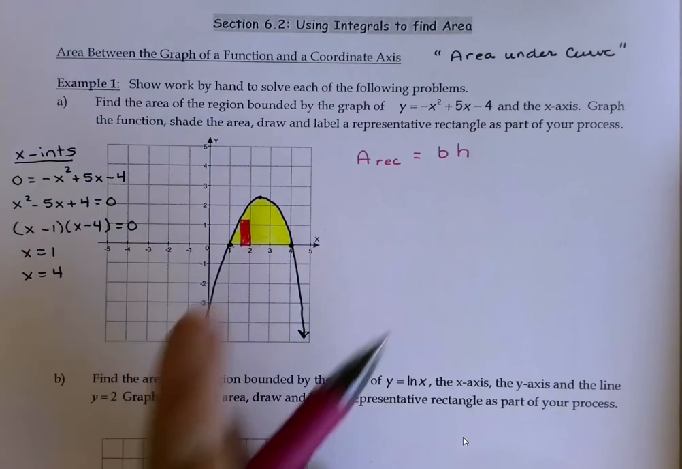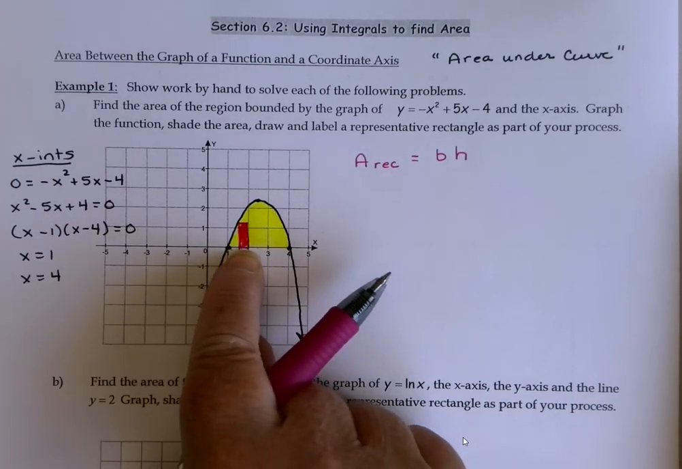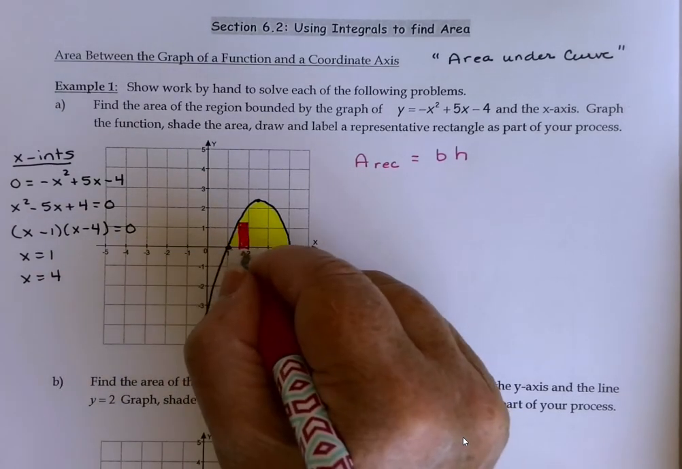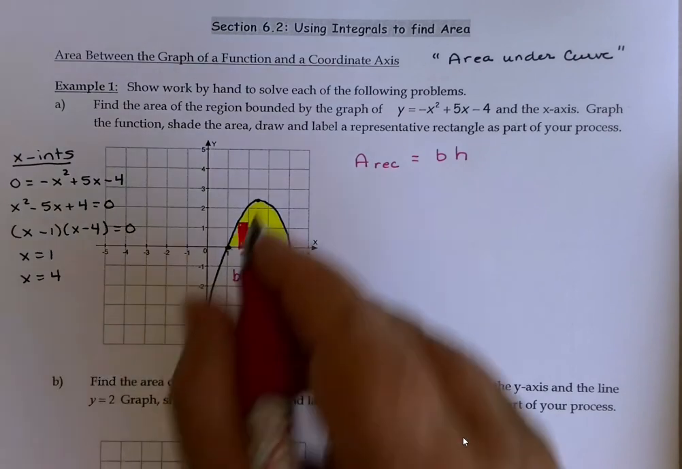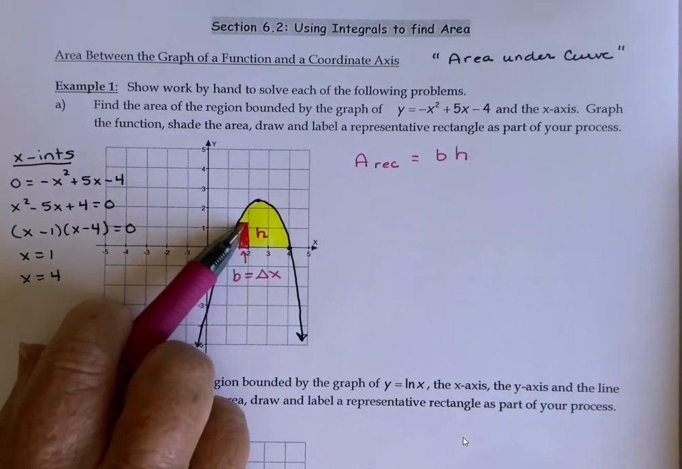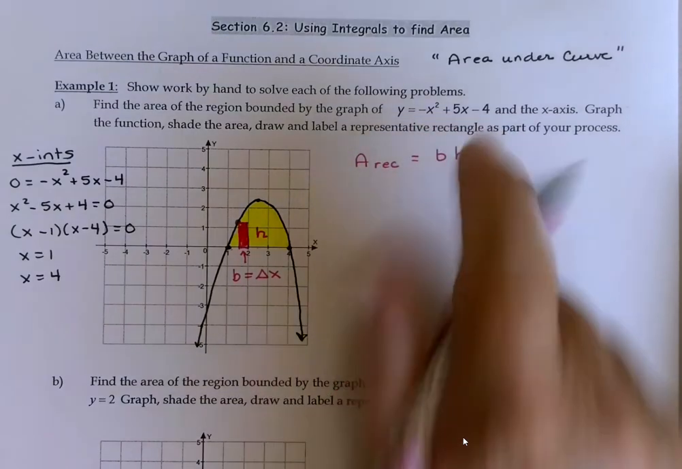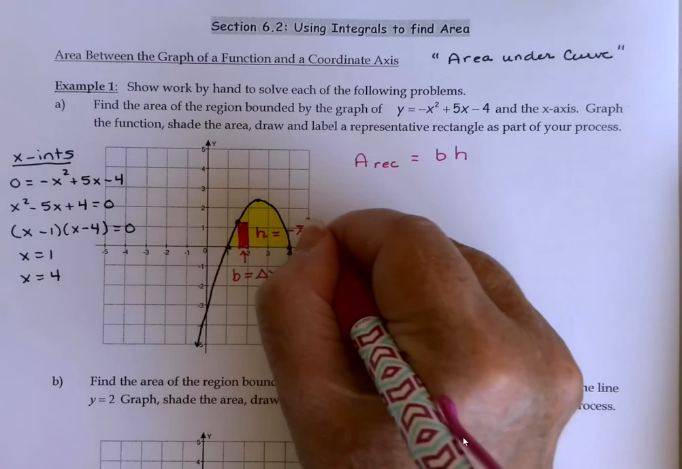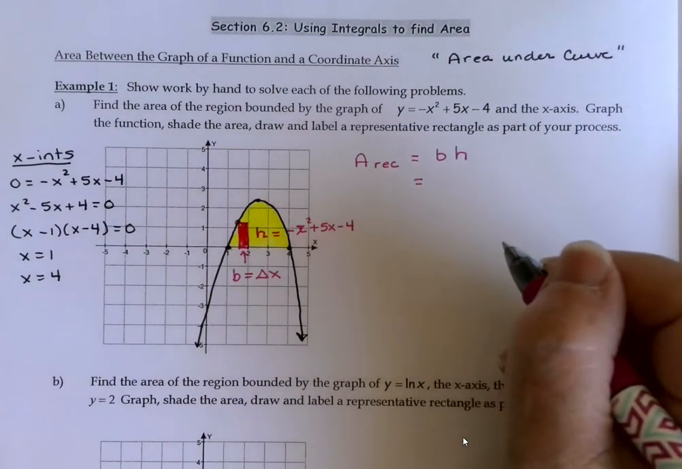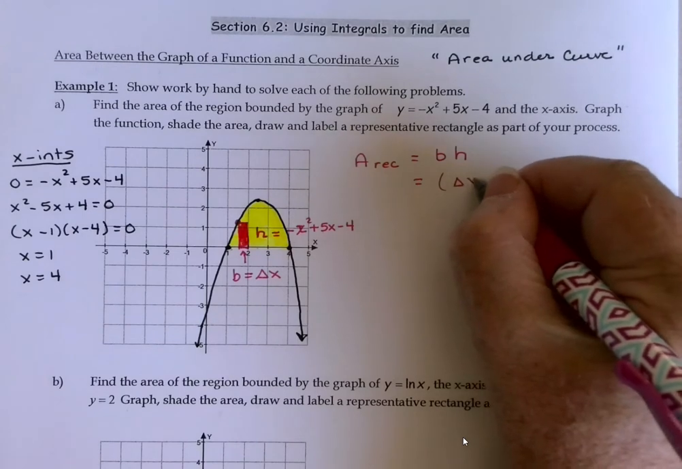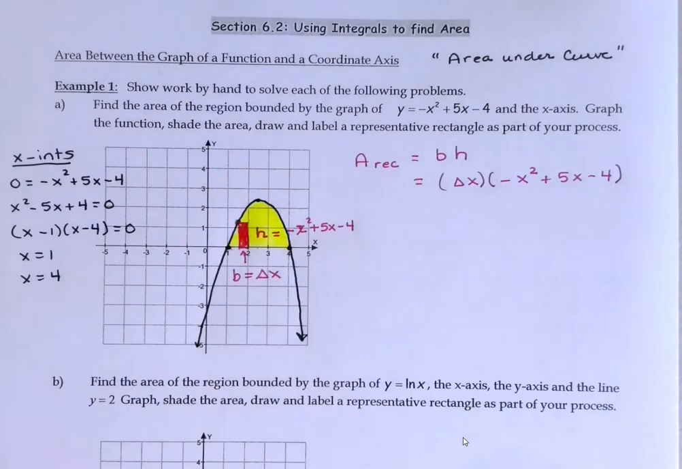We're going to set up by labeling what the base and height are, and then we'll convert to an integral. The base of the rectangle is a little tiny piece of the x-axis. So I'm going to call the base delta x, a small section in the x direction. And my height here is actually a y value. It's the y value on my parabola, which is minus x squared plus 5x minus 4. So the area of a rectangle, base times height, would be delta x times minus x squared plus 5x minus 4.